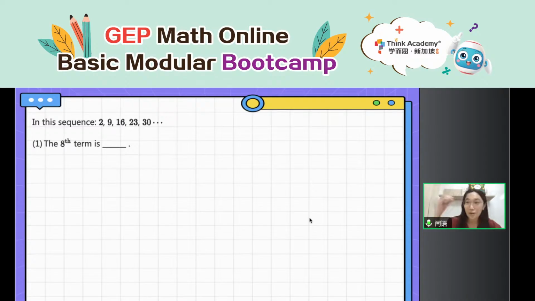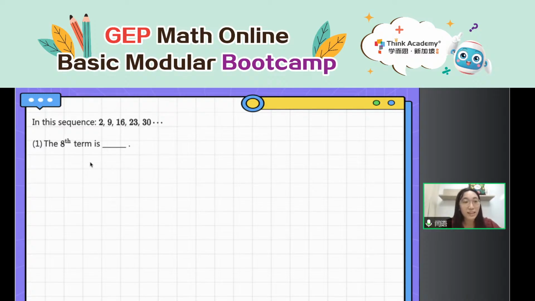Everyone, quickly take out your paper and pencil. So you can see that in this sequence, we have number 2, number 9, number 16, number 23, number 30. Okay, so firstly, you just observe it and try to find if there is any pattern. While 2 to 9, we just plus 7. 9 to 16, add another 7. 16 to 23, add another 7. 23 to 30, add another 7, right?